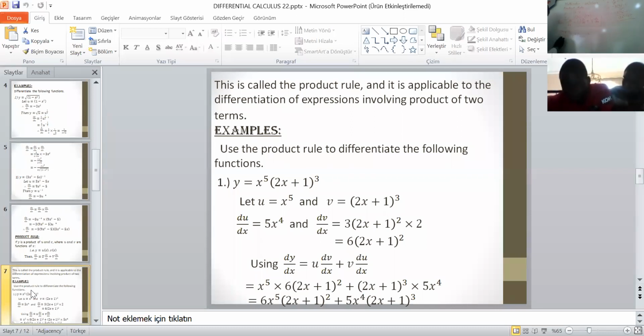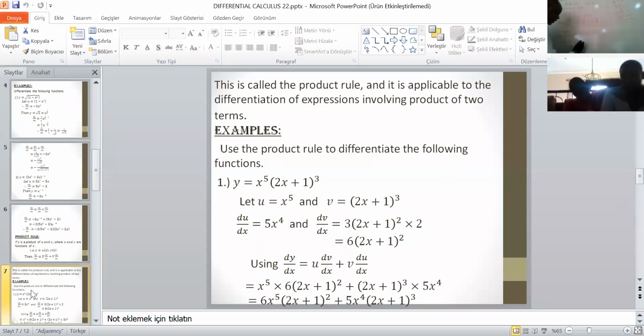So I can start by saying let u equals x raised to the power 5. So the first term has been labeled to be u. Since u is a function of x, I can differentiate u with respect to x. So I'll get du over dx. Of course, don't forget the 2 steps. Bring down the power of x, subtract 1 from the existing power. The power of x is 5, so bring down 5.